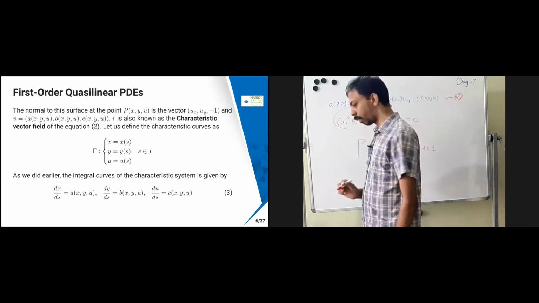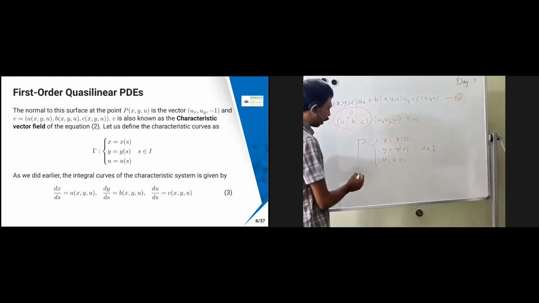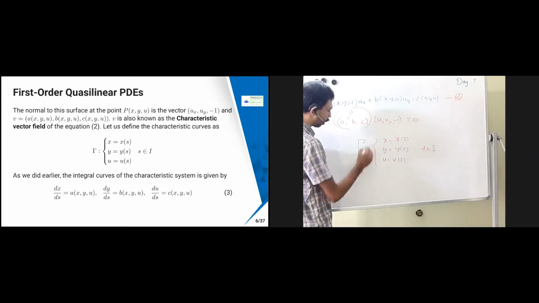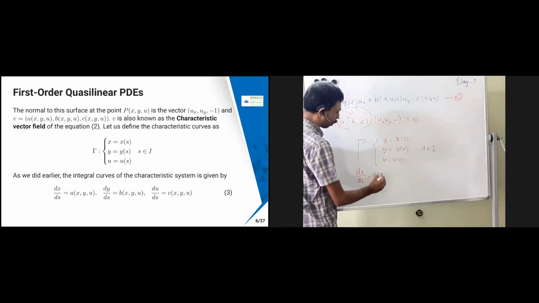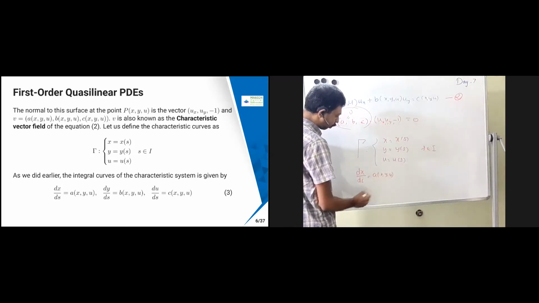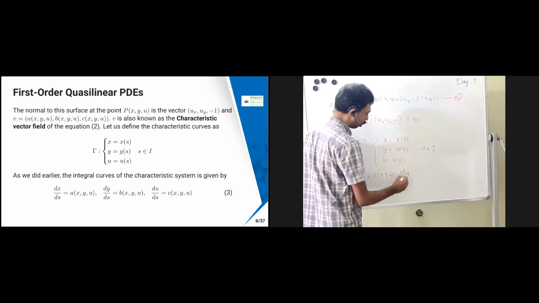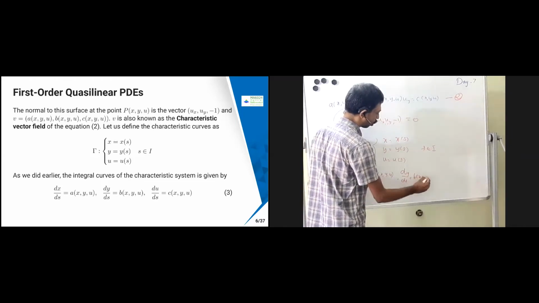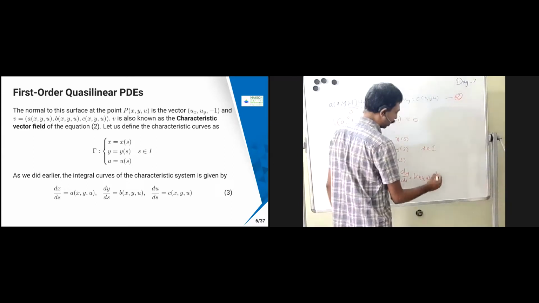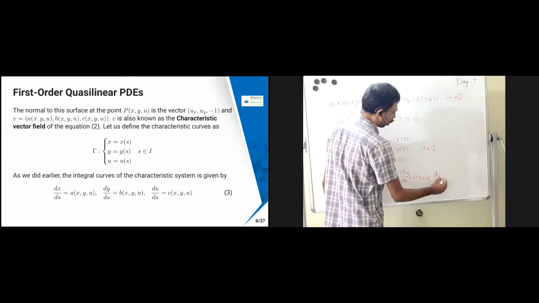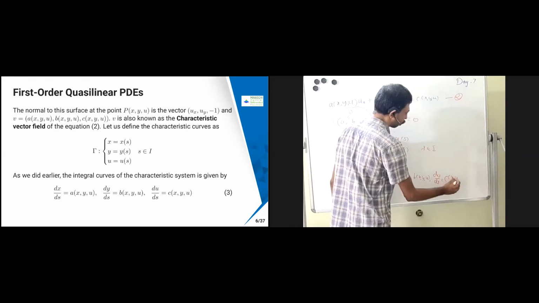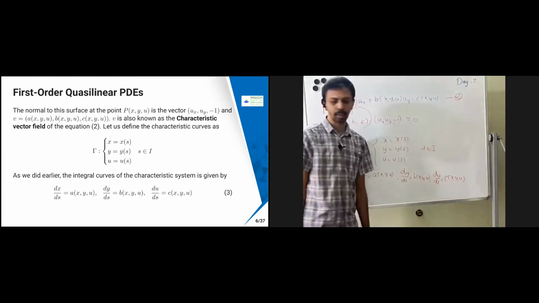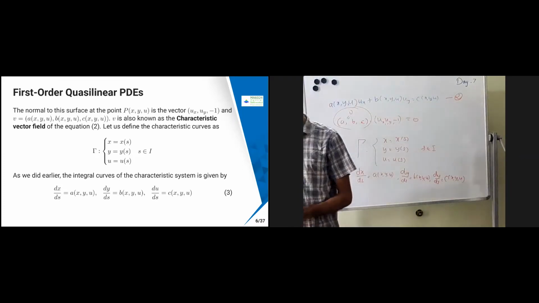What are we going to do? We are trying to find dx by ds. We are choosing this characteristic term. We set dx by ds equal to a of x comma y comma u, dy by ds equal to b of x comma y comma u, du by ds equal to c of x comma y comma u. So this is the one which I am trying to choose.